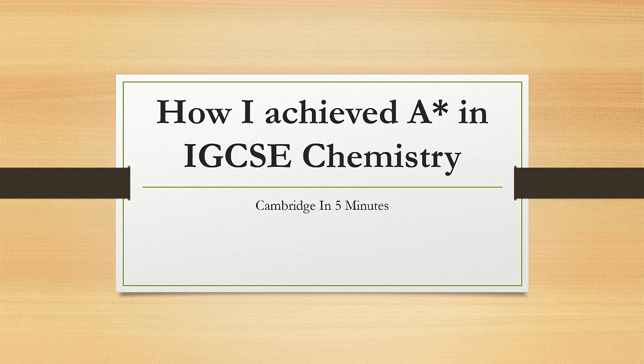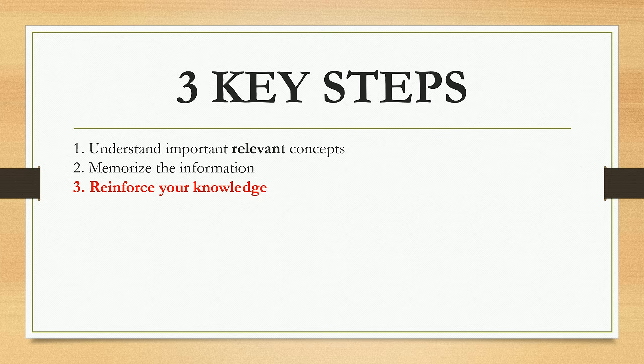Today I'm going to be going through how to achieve A star in IGCSE Chemistry. I made a fairly similar video 2 years ago about how to achieve A star in IGCSE Biology, but this is for the people that don't take biology but do take chemistry. A lot of the things that I talked about in that video actually cross over to this one, but without further ado, we'll begin. So I've organized it into 3 key steps, right?